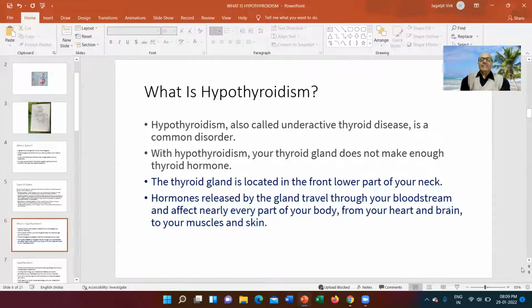What is hypothyroidism? Hypothyroidism, also called underactive thyroid disease, is a common disorder. With hypothyroidism, your thyroid gland doesn't make enough thyroid hormone. The thyroid gland is located in the front lower part of your neck, as I have shown you. Hormones released by the gland travel through your bloodstream and affect nearly every part of your body cell, from your heart and brain to your muscles and skin.